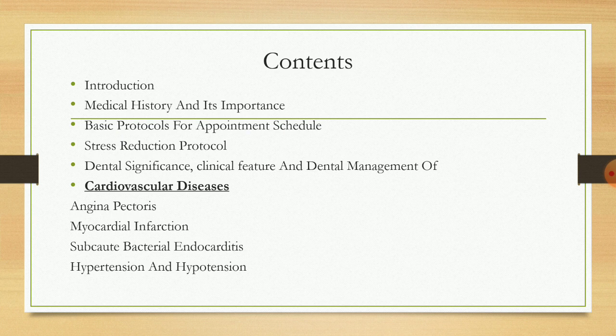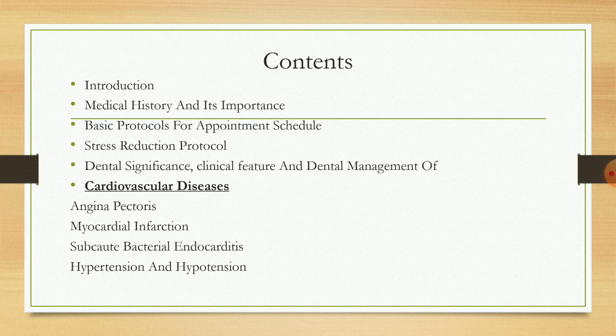The next point is where the main answer starts, that is to explain the various systemic disorders, their dental significance, clinical features and dental management. As you need to write about many diseases, it's better if we focus only on the dental part of every disorder. Now first of all, there are cardiovascular diseases. In that, the major disorders we have are angina pectoris, myocardial infarction, subacute bacterial endocarditis and hyper and hypotension.